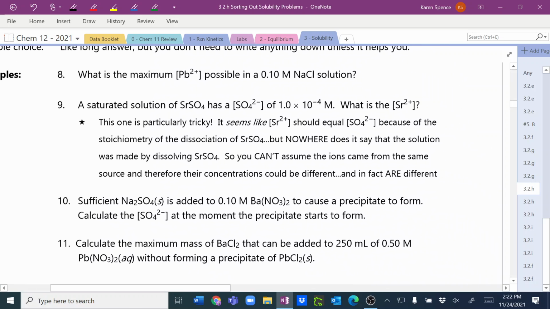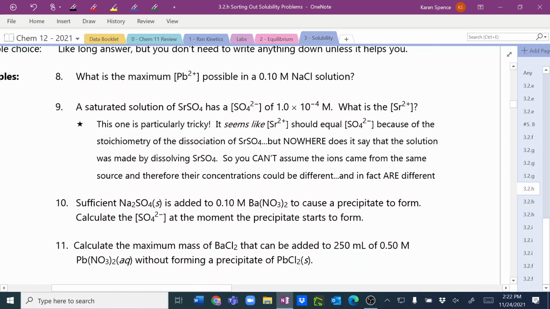Let's take a look at these. What is the maximum? Oh, there we go. What is the maximum concentration of lead possible in a 0.1 molar solution of sodium chloride? Do you see how that's different from what's the maximum number of grams that could dissolve? Right? This is the maximum possible that we could have.